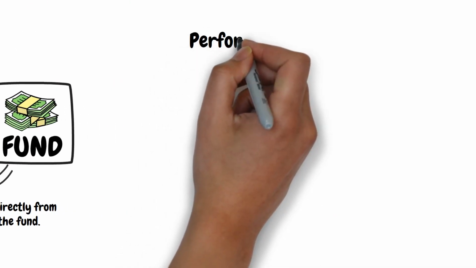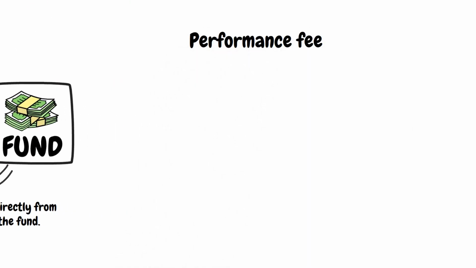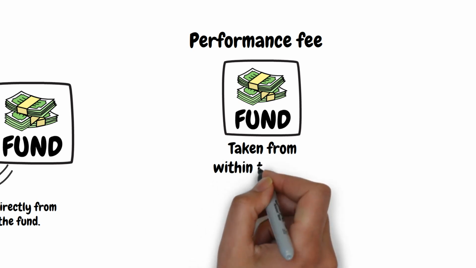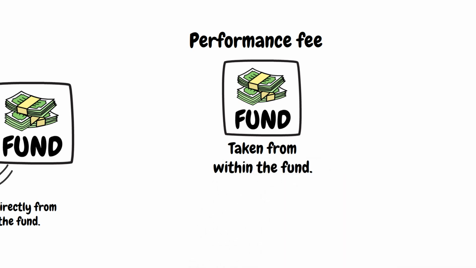The third thing to look out for is a performance fee. This means if a fund performs in a certain way, you may have to pay more fees. Not many funds have this, but this is also taken from within the fund. Always look at the key investor information documents to find out if a fund will charge these.